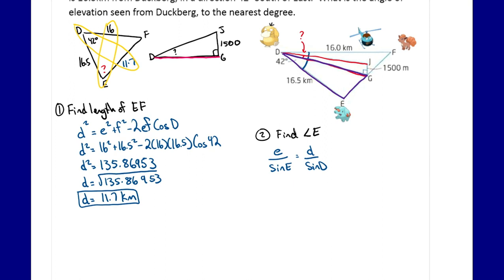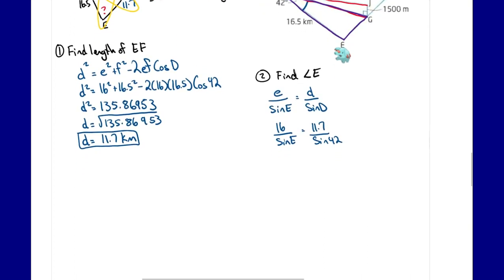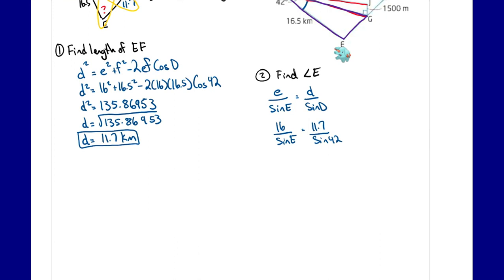Lowercase letters, remember, represent the sides. So side E is 16 divided by sine E, since we don't know the angle, and that's going to equal 11.7, which is side D over sine 42 degrees. Next step, we would cross multiply or start to isolate for sine E. So we're going to have 16 times sine 42 is equal to 11.7 sine E.